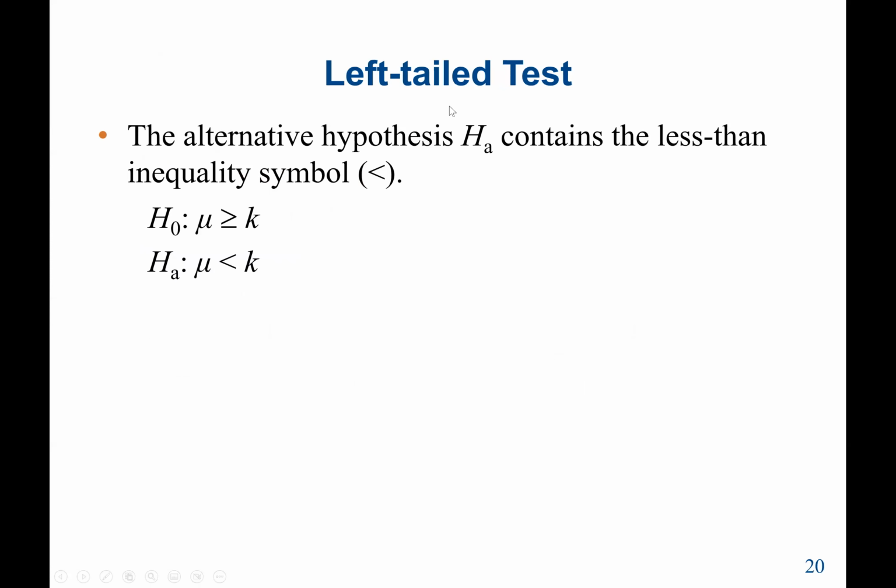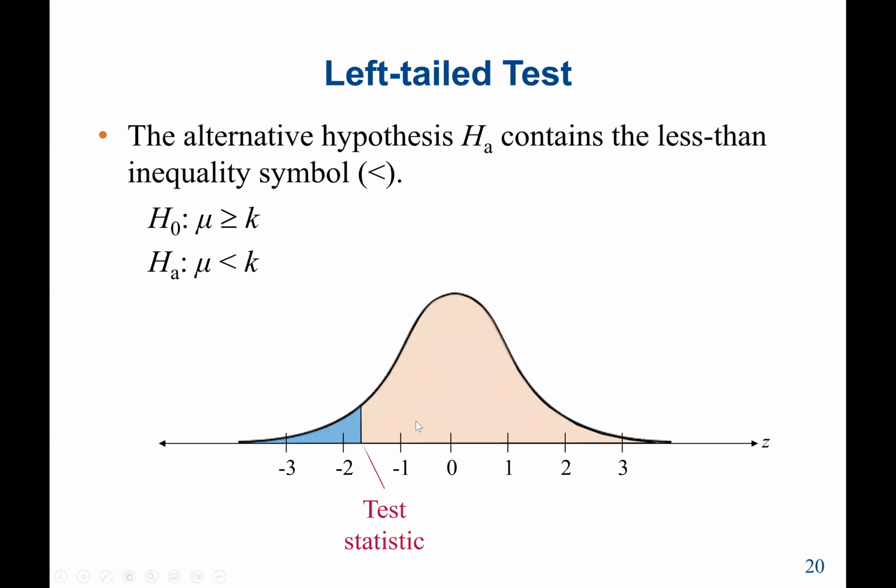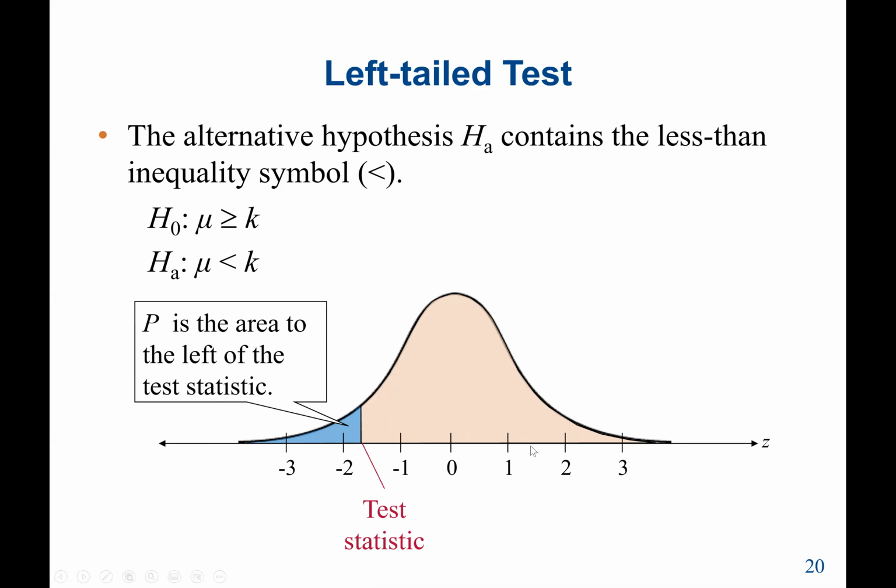Now, for the left tail test, H0 is mu greater than or equal to k, then HA is mu less than k. So again, the left tail test is when the HA, or the alternative hypothesis, contains the less than inequality symbol. It will look something like this: a normal distribution. This is a parametric test, so our distribution will be normal, and we can see the left region.